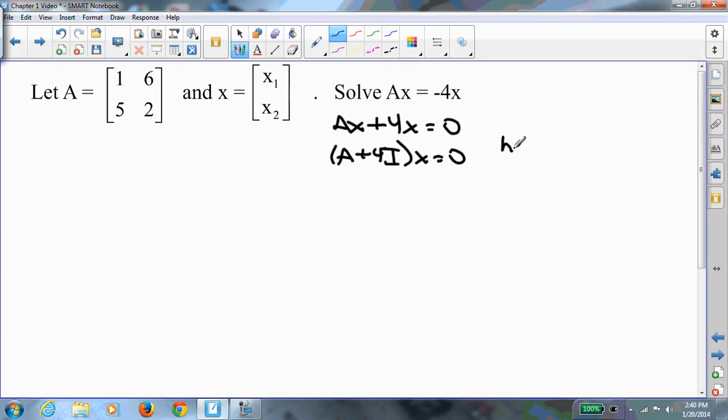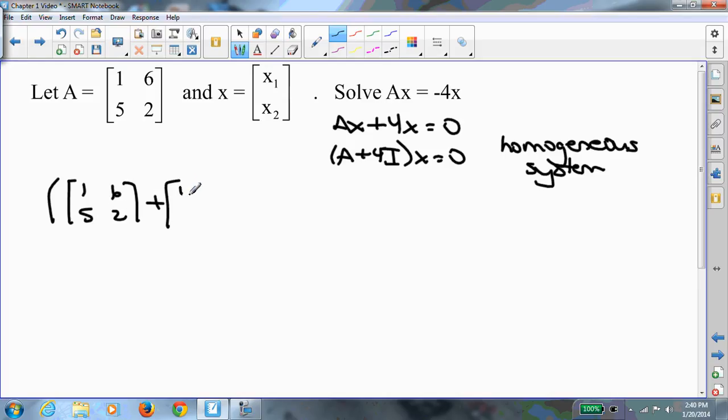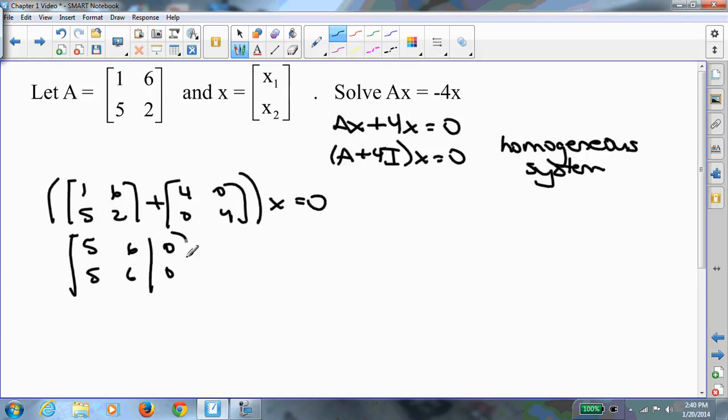Now this is what's called a homogeneous system. A homogeneous system is when you have a linear system equal to 0 that you're solving. So rather than solving Ax equals negative 4x, I'm going to solve the homogeneous system A plus 4I x equals 0. And A plus 4I is the matrix 1, 6, 5, 2 plus 4 times the identity matrix 4, 0, 0, 4, and x equals 0. So if I put this in augmented form, I'm going to have 5, 6, 5, 6, augmented 0, 0.